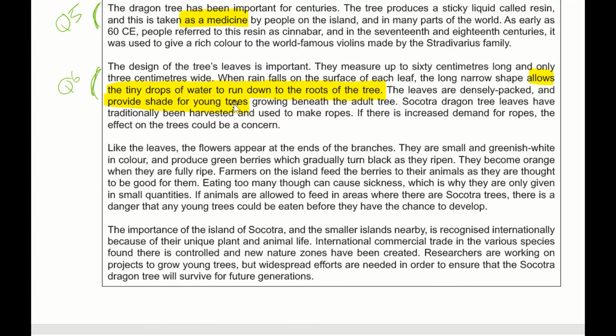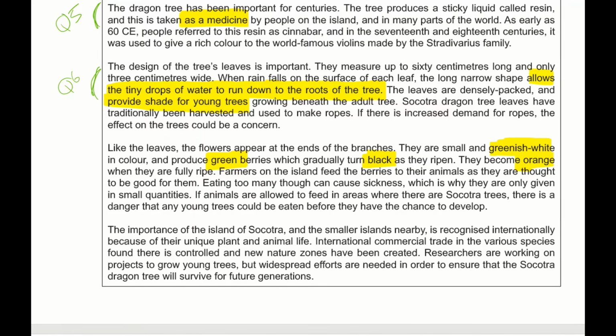Question number 6 ended here, therefore we will continue reading here. Socotra dragon tree leaves have traditionally been harvested and used to make ropes. If there is increased demand for ropes, the effect on the trees could be a concern. Like the leaves, the flowers appear at the ends of the branches. They are small, greenish white in color. So I'm just going to highlight that as a color there. They are small and greenish white in color and produce green berries which gradually turn black as they ripen. They become orange when they are fully ripe.